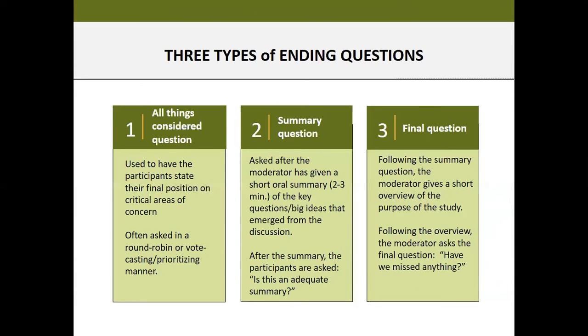One of them is the "all things considered" question, used when the participants state their final position on a critical area or areas of concern. For example, if it was housing: give us your final thoughts about housing in your county or your community. And this is often asked, again, in a round robin or vote casting or prioritizing manner.